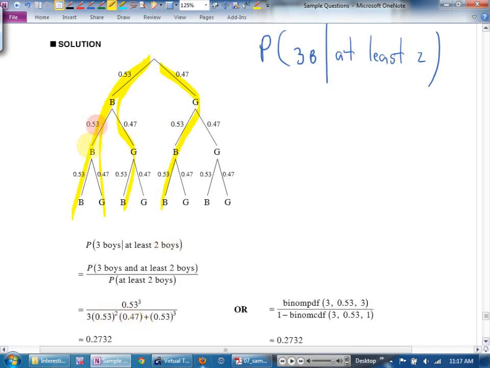Of these 4 that are highlighted, because those are at least 2, how many of them are also 3 boys? What's the overlap? What's the and? Only that branch there. And that's the tricky part when you're saying 3 boys and at least 2 boys. Actually, that just means 3 boys. Think about it, right? If you have at least 2 boys, and I'm telling you out of those groups which ones also have 3 boys, really that just means exactly 3 boys. It's weird grammar, I know.